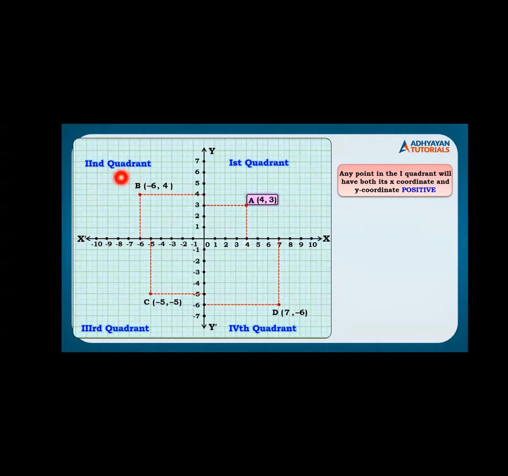In the second quadrant, children, if you consider any random point, its signs will always be negative comma positive, right? In the third quadrant they'll always be negative comma negative, and in the fourth quadrant it will always be positive comma negative. I hope everybody has understood this.